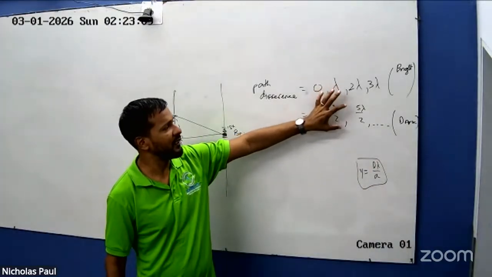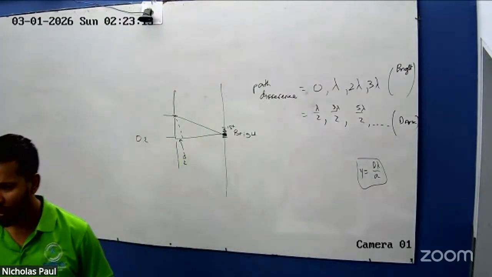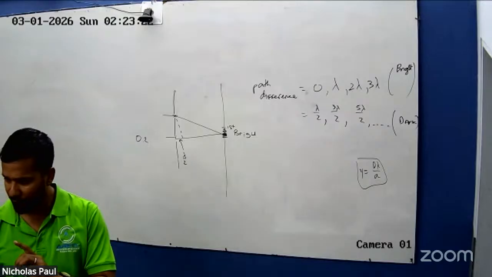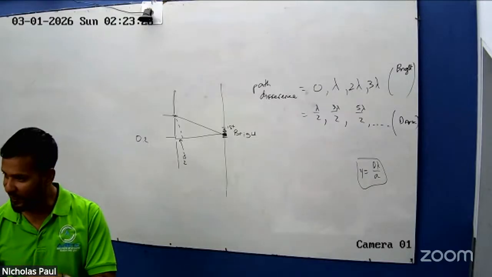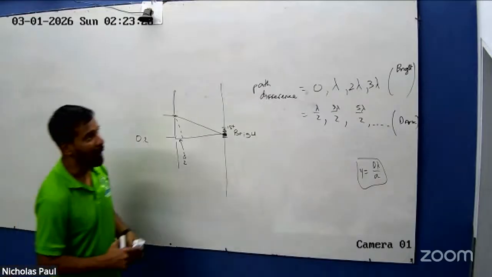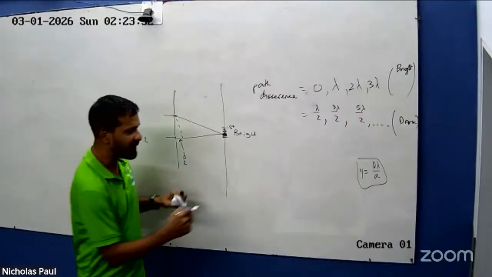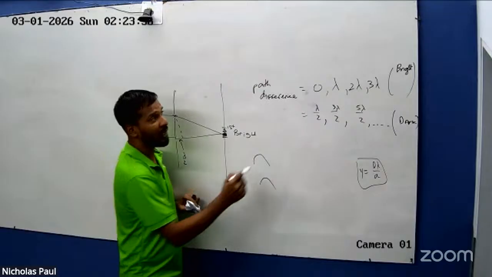Anybody could relate this to something else that we learned earlier? When does constructive interference occur? When the waves are in what? Phase. Right? When the waves are in phase, what's the phase difference between these two waves? 0 and what else?